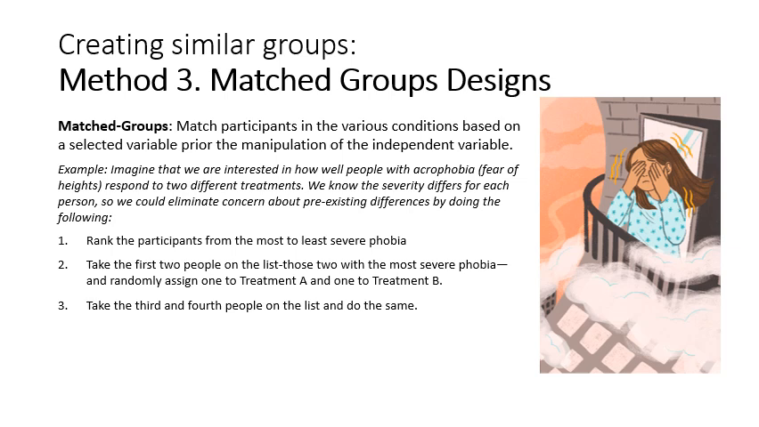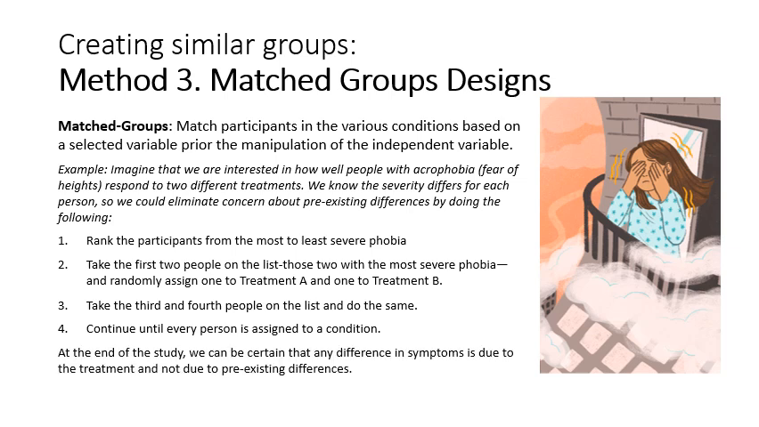So then we would take the third and fourth people on the list, and they would be sort of like the second block, and we would randomly assign them to either treatment A or treatment B, and that process would be random. And we would continue that process until every person is assigned to a condition. At the end of the study, if we find that one treatment worked better than the other at reducing the average symptoms, then we could say for sure, with a good degree of confidence, that it was due to the treatment differences and not to just arbitrary pre-existing differences in the severity of their phobia.